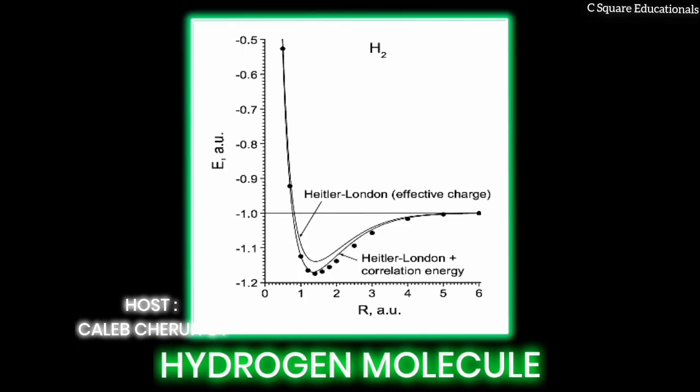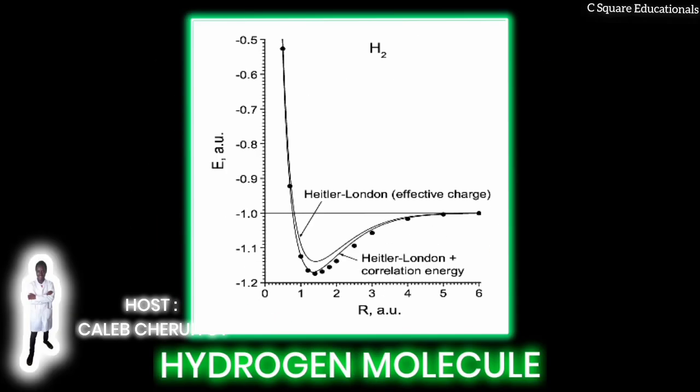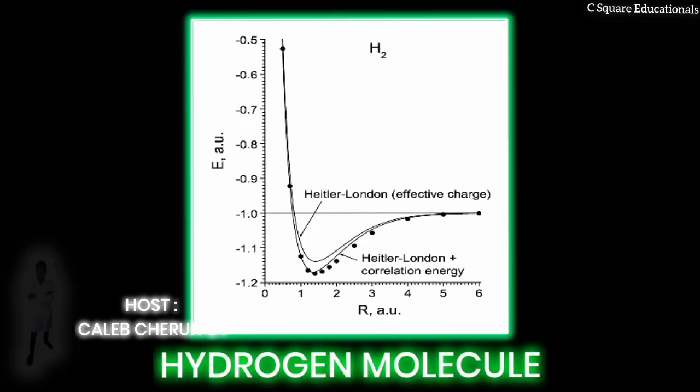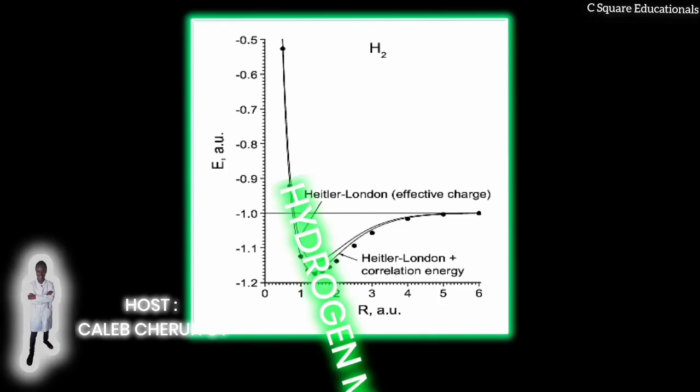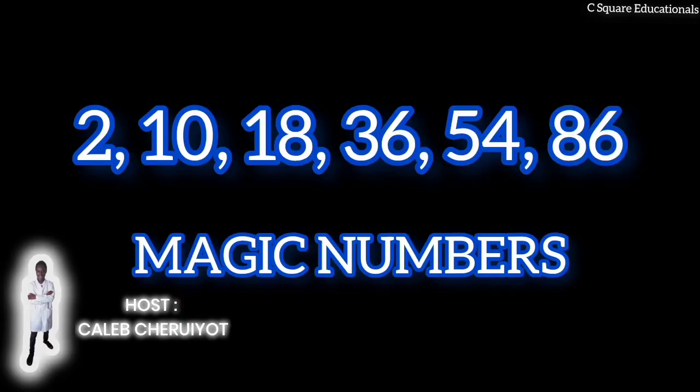Such electron sharing between atoms is known as a covalent bond, and similar covalent bonds form between other atoms. The stability of atoms and their tendency to bind with others are related to the number of electrons in their shells around the nucleus. Atoms with specific numbers of electrons, such as 2, 10, 18, 36, 54, or 86, are particularly stable due to the lowest potential energy they possess.